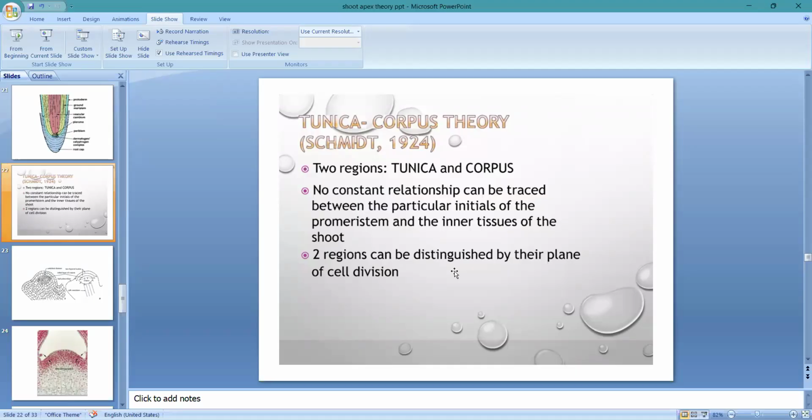According to histogen theory, three histogens are there: dermatogen, peribulum, and plerome. But according to tunica corpus, only two regions are there, tunica and corpus. No constant relationship can be traced between the particular initials of the promeristem and the inner tissues of the shoot. Two regions can be distinguished by their plane of cell division.